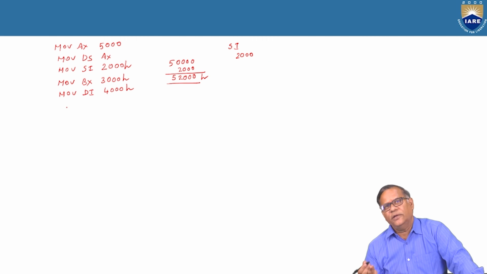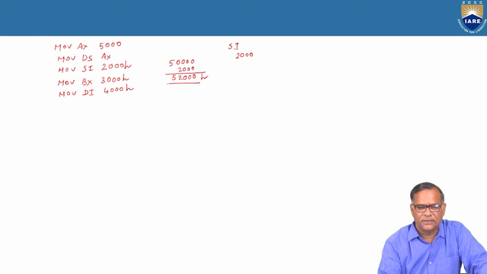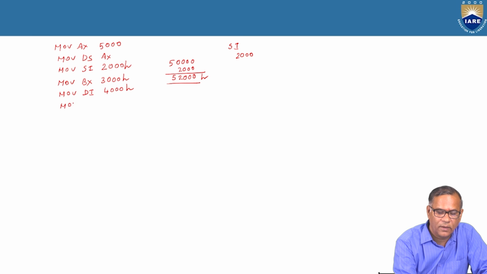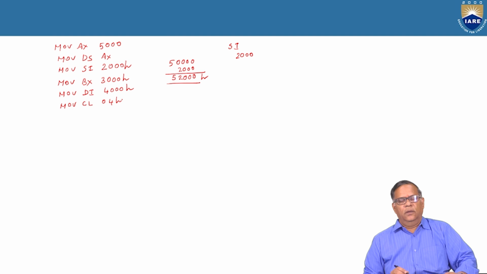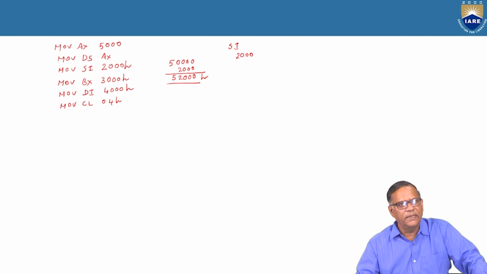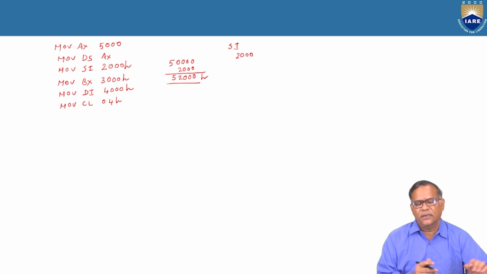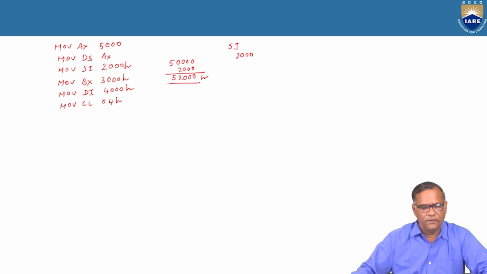I am having some 4 elements. So I am planning to do the multi-byte addition for 4 numbers. So the count value I am going to store in the CL register. Move CL, 04H. If I am adding 10 numbers, I will say move CL, 0AH. If I am adding 15 numbers, I am going to say move CL, 0FH. So that is how I should keep the count value in the CL register. Normally the CL register is used to store the count value.